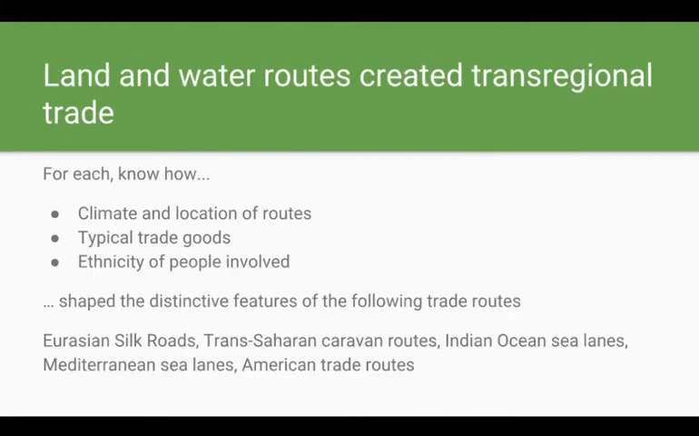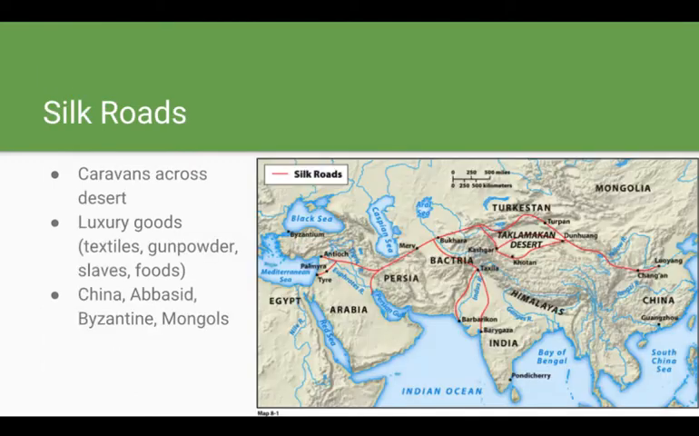So we're going to get into the trade networks here. Remember, your book started in Chapter 8 with the trade networks, which technically was the beginning of Unit 3. But the major networks, like the ones shown on the bottom here, especially the first 4, were all starting during the classical era. So this is what you need to know for each of them, where they were, what they traded, and who was involved.